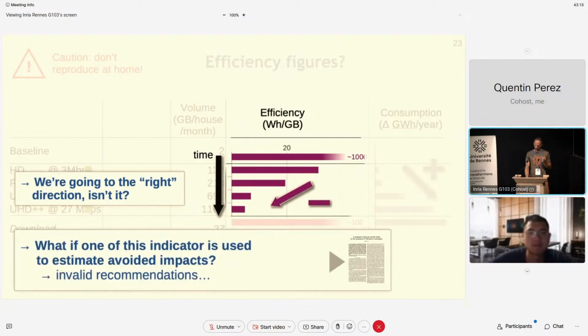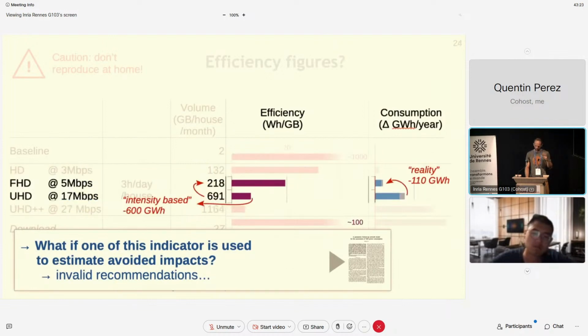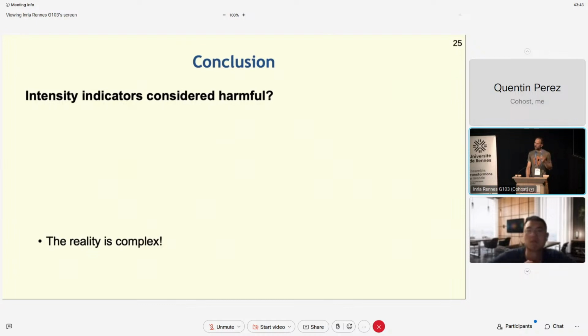But even worse, what if someone uses one of these indicators to estimate avoided impacts? For instance, if we start here with the Ultra HD scenario and try to estimate the gains of limiting videos to Full HD, then with this classical methodology, the expected gains will be considerably overestimated by a factor larger than 5 compared to the reality of our scenario. So this means that you can easily end up with wrong recommendations, and we actually give one real example in the paper.